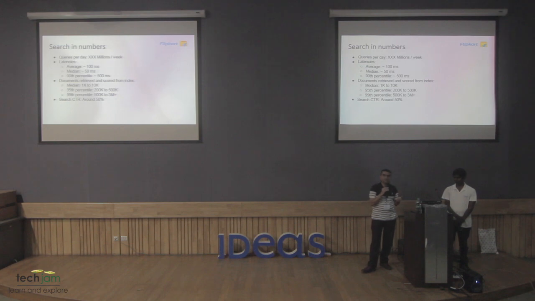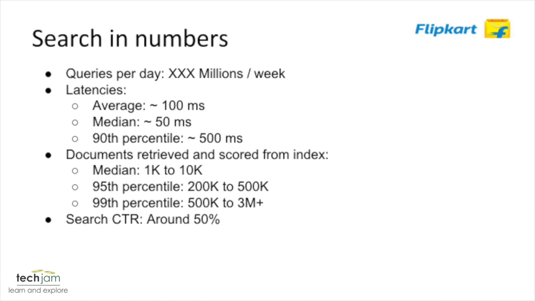Now, where this latency comes from is based on the number of documents that match your query. For a broad query like sari versus a very specific query like Samsung Galaxy E6 black, the number of documents that match are very different. And to give you an idea, at the 95th percentile, we are scoring about 200 to 500,000 documents. And as I said, for that we are giving back results roughly in the order of 500 milliseconds to 1 second. And the 99th percentile can go really high, like 500,000 to 3 million plus.